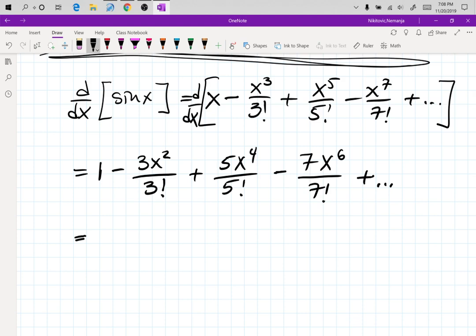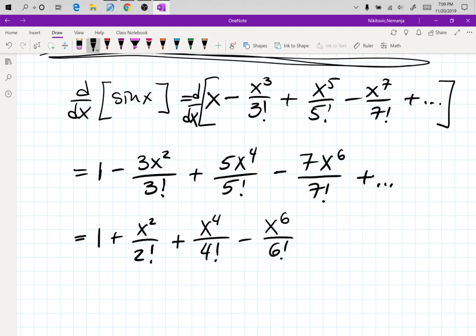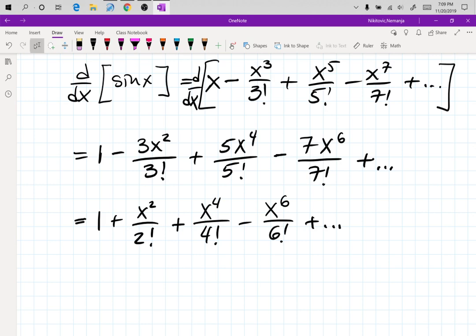This is equal to 1 plus x squared over 2 factorial, because 3 canceled. 5 and 5 now cancel. You get x to the 4 over 4 factorial. Minus 7 and 7 cancel. We get x to the 6 over 6 factorial plus dot dot dot. The first sign should be minus sign. That's what I have. Please pay attention.